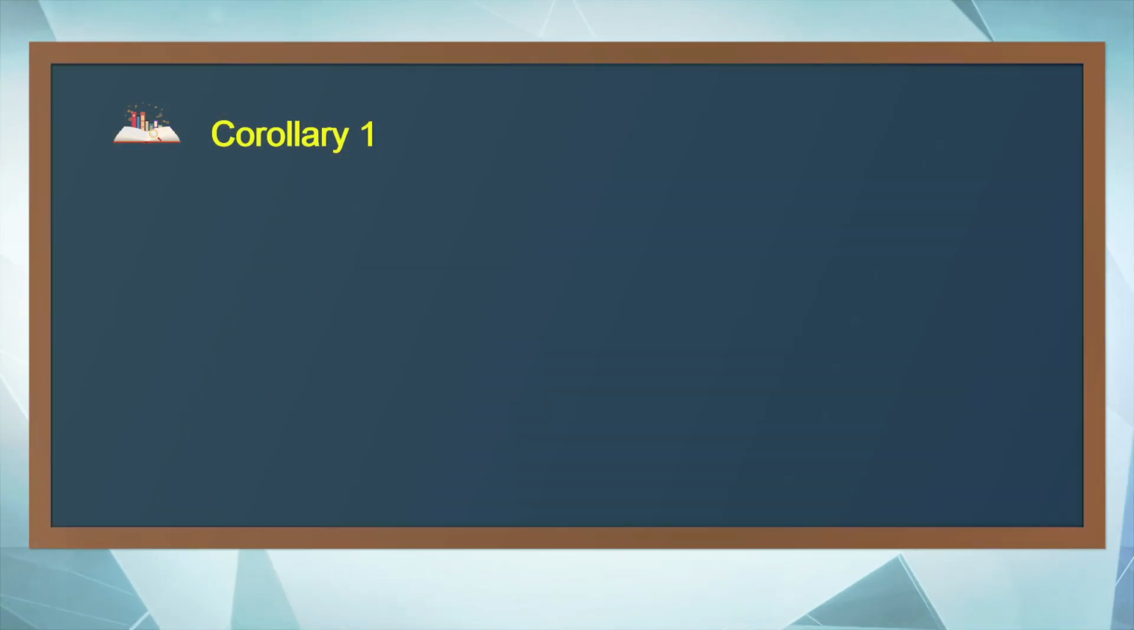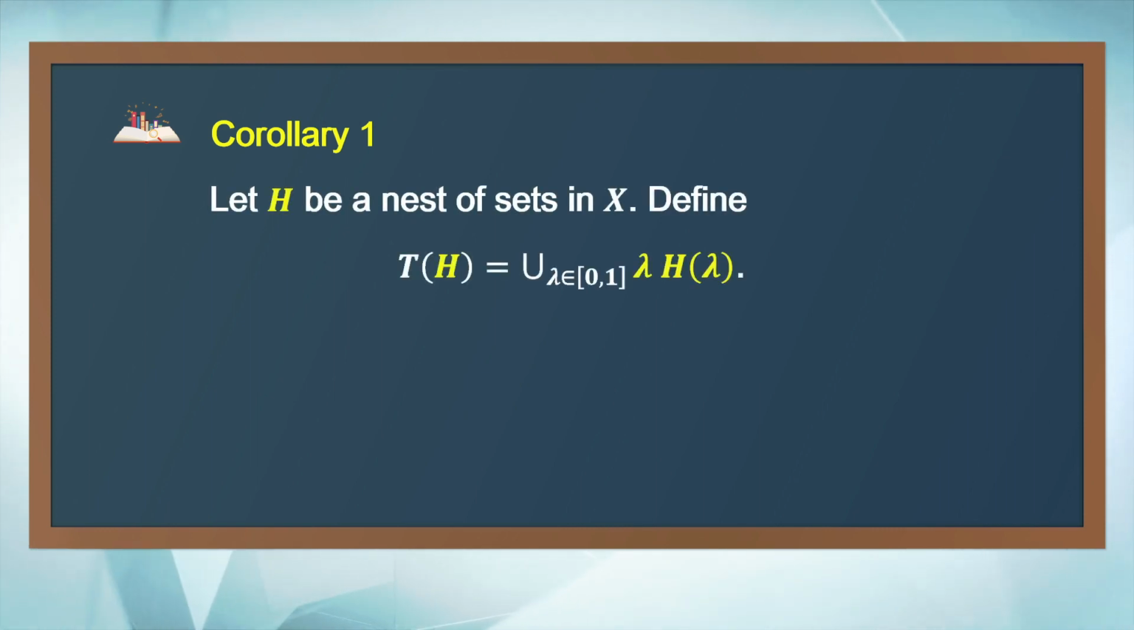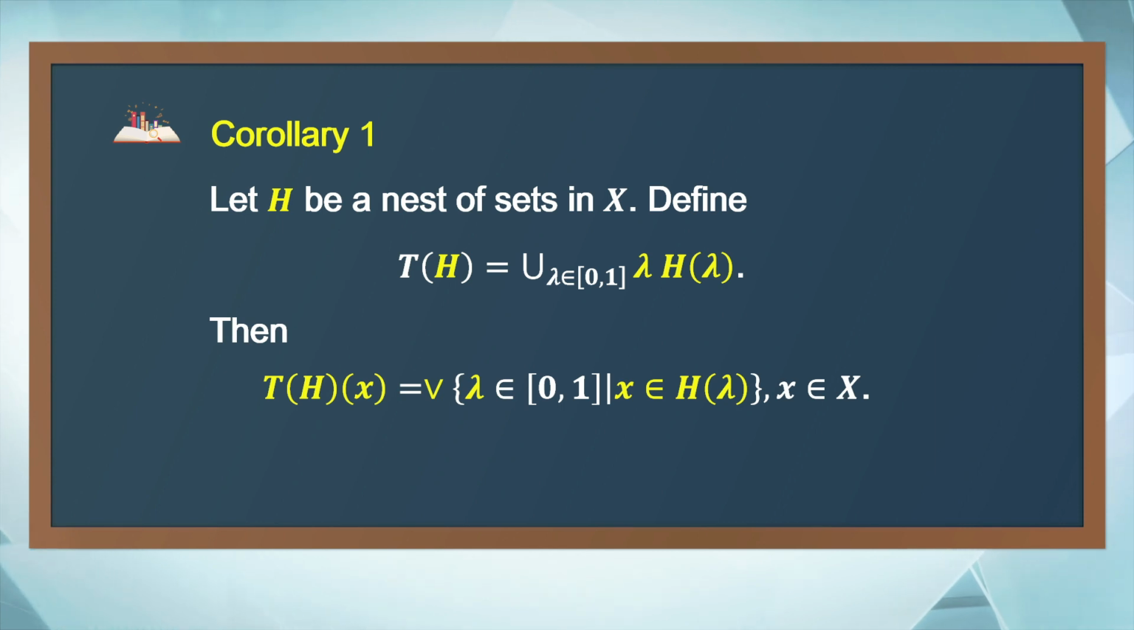Now let's look at corollary 1. Let H be a nest of sets in X. Define T of H is the union of the scalar multiplication of lambda and h of lambda. Then T of H is a fuzzy set, and the degree of membership of X in the fuzzy set T of H is the supremum of lambda such that X is in h of lambda.